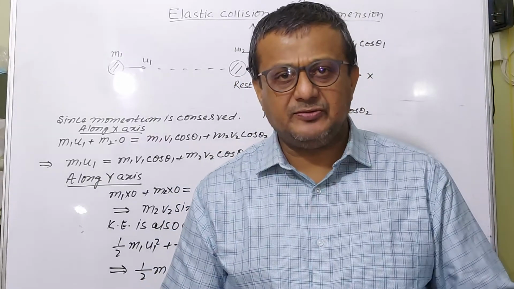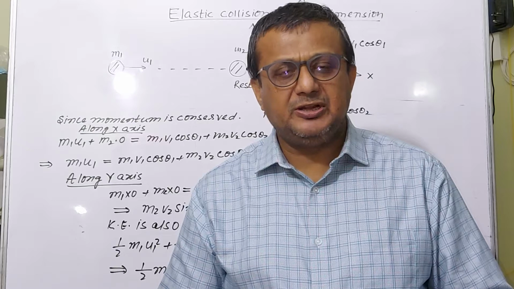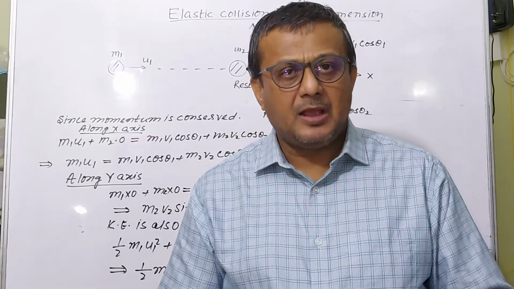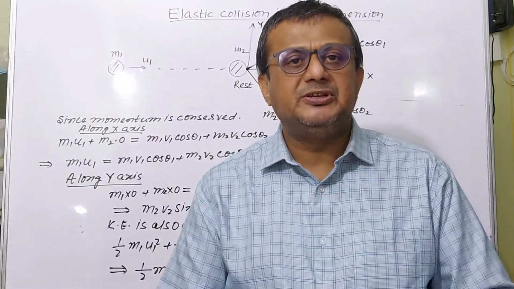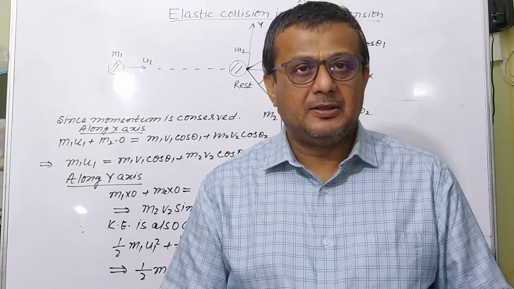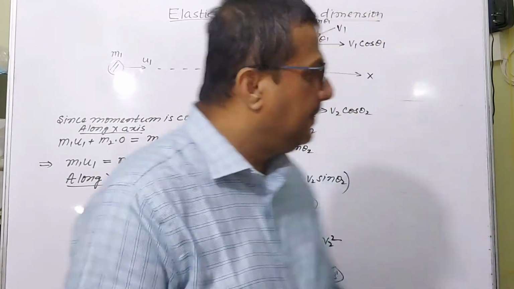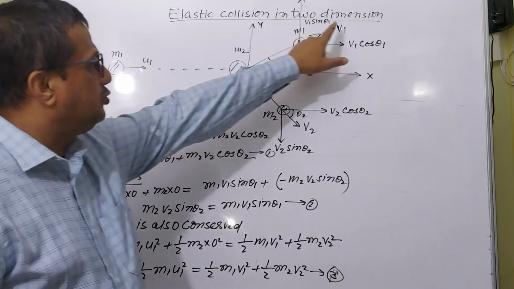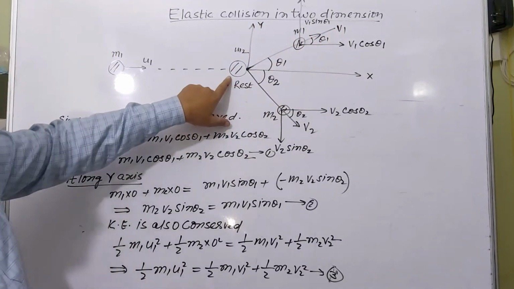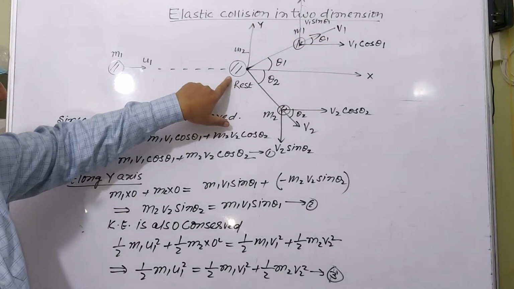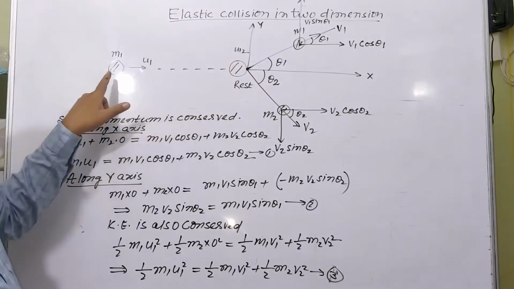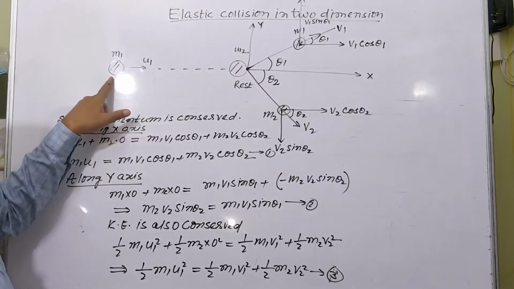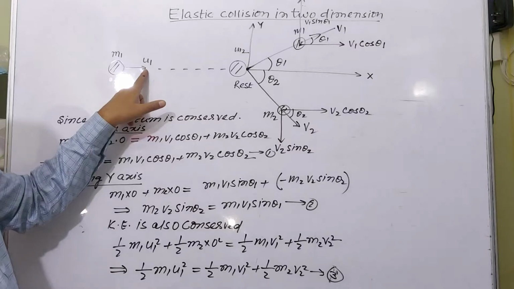In the last lecture, we saw elastic collision in one dimension, meaning that after collision the body moves in a straight line. Now we will see elastic collision in two dimensions. Here is a body at rest with mass m2, and there is another body, m1, moving with velocity u1.